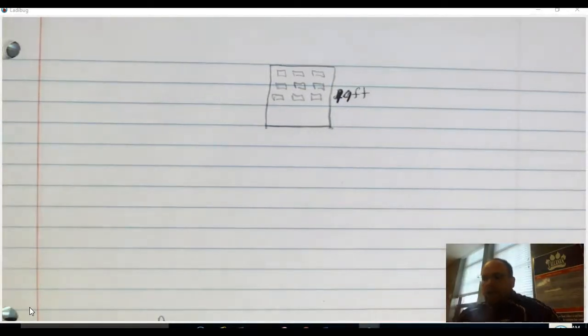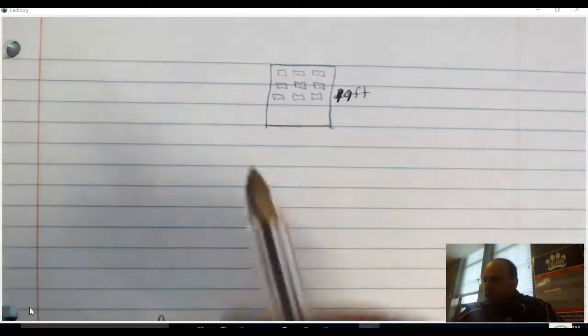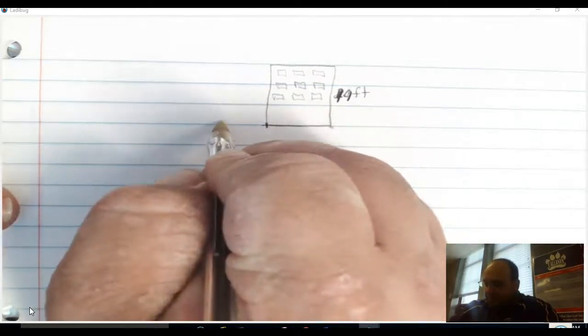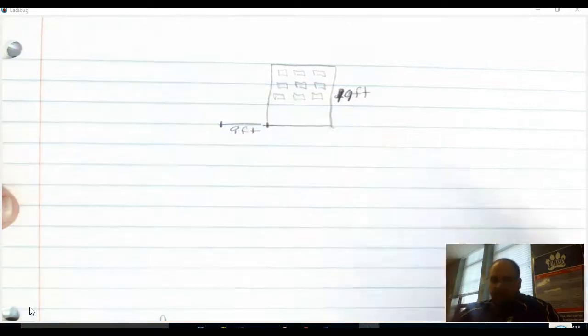What I want to do is place a ladder onto this building from the ground to the top of the building, keeping in mind that I need to have at least a distance from the building to the ladder of 9 feet. So this distance has to be 9 feet.